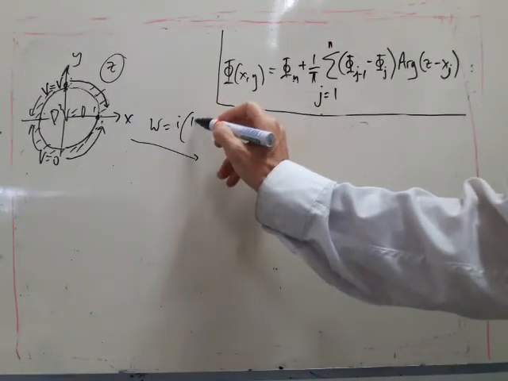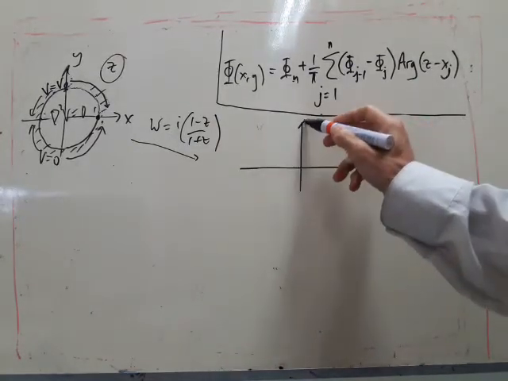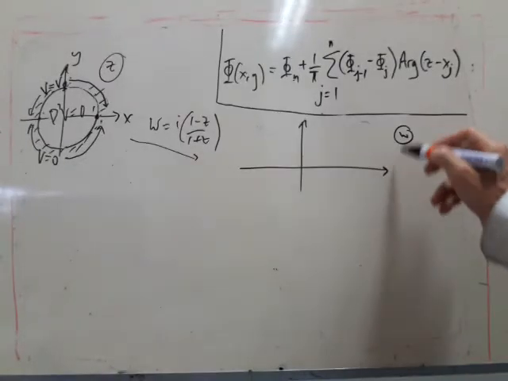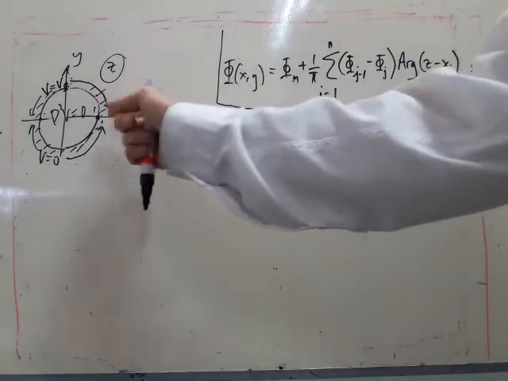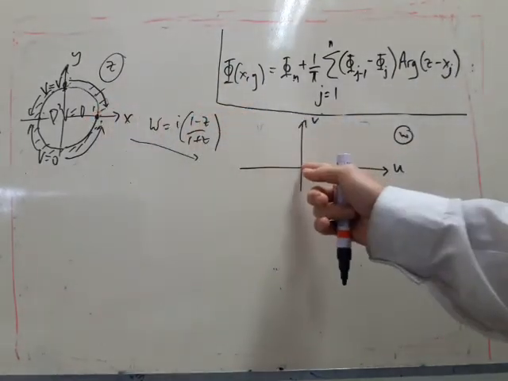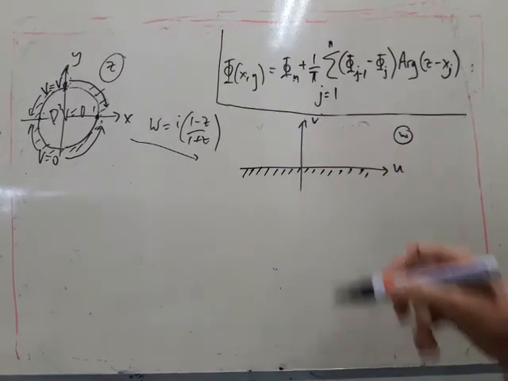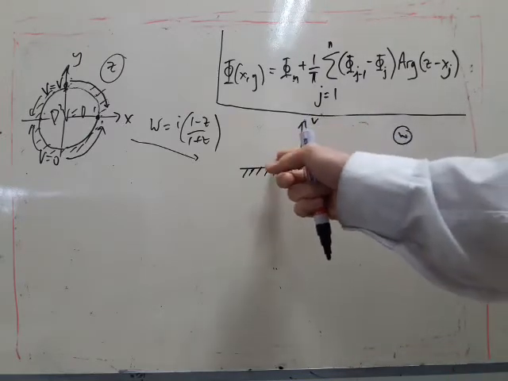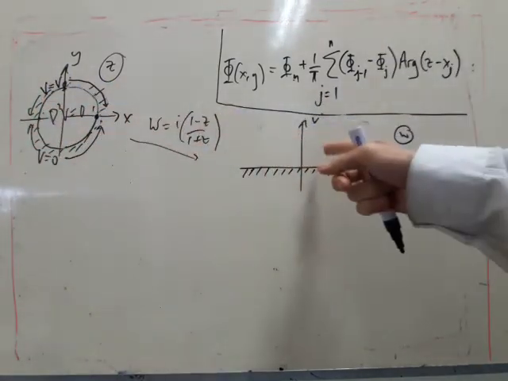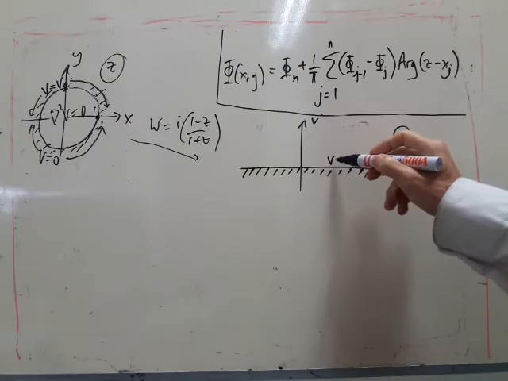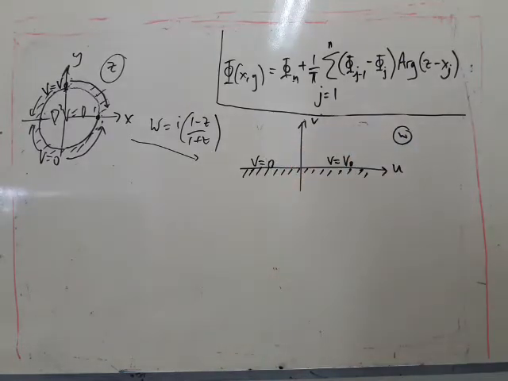w equals i times (1 minus z) over (1 plus z) to take us to the w plane, and 1 gets mapped to 0, and so basically this region here gets mapped to here. So we've got v equals v0 here, and we've got v equals 0 here.